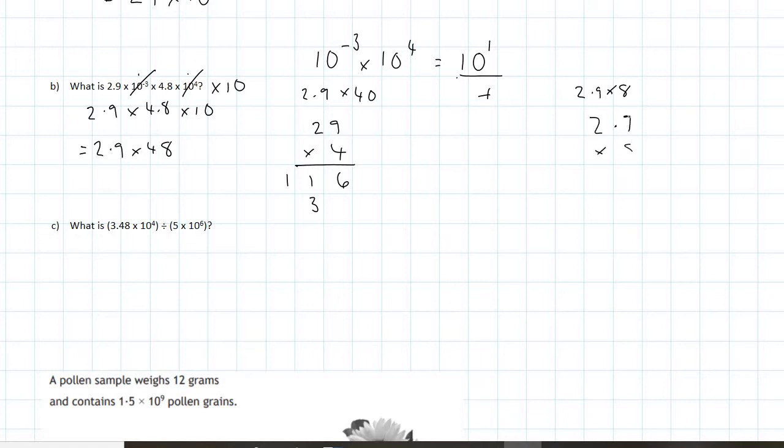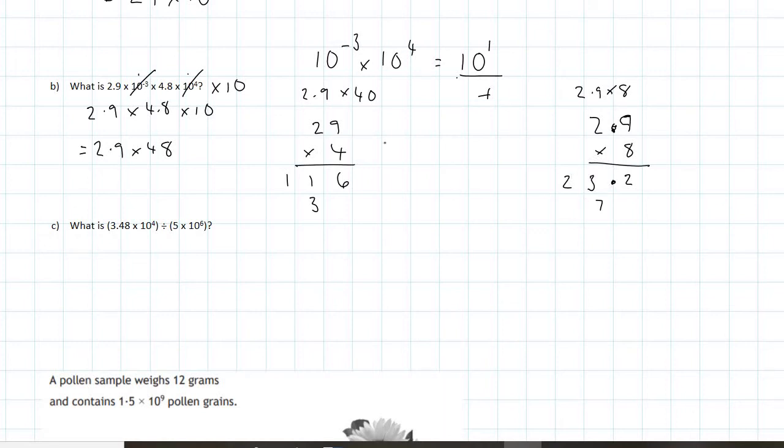2.9 times 8, that's a 9 by the way. 9 times 8 is 72, making sure my decimal points are all in a line. And 2 times 8 is 16, add on the 7 is what, 24? No, 23, what am I saying?